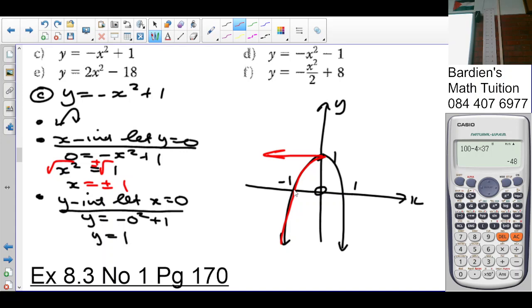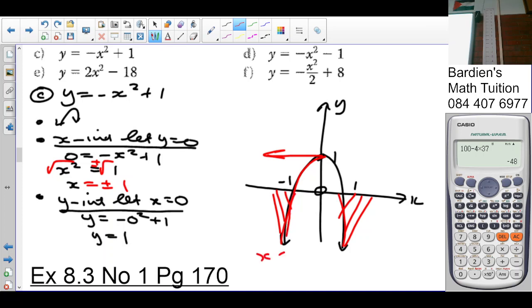Equation of the axis of symmetry: x is equal to 0, which is your y-intercept. With f of x equal to 0, x is equal to negative 1 and x is equal to 1. With f of x less than or equal to 0, it is this part here, not so? Less than or equal to 0.